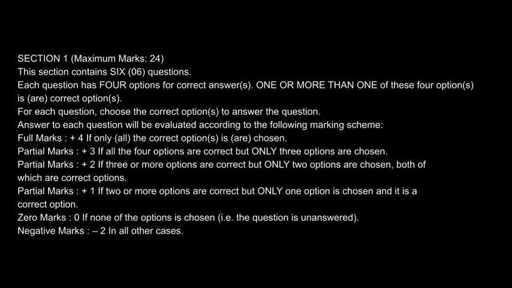Answer to each question will be evaluated according to the following marking scheme: full marks +4 if only all the correct options are chosen. Partial marks +3 if all the 4 options are correct but only 3 options are chosen. Partial marks +2 if 3 or more options are correct but only 2 options are chosen, both of which are correct options. Partial marks +1 if 2 or more options are correct but only 1 option is chosen and it is a correct option. Zero marks if none of the options is chosen, i.e. the question is unanswered. Negative marks -2 in all other cases.